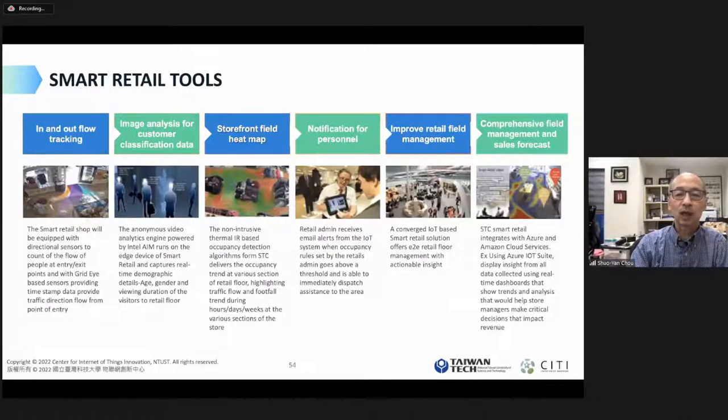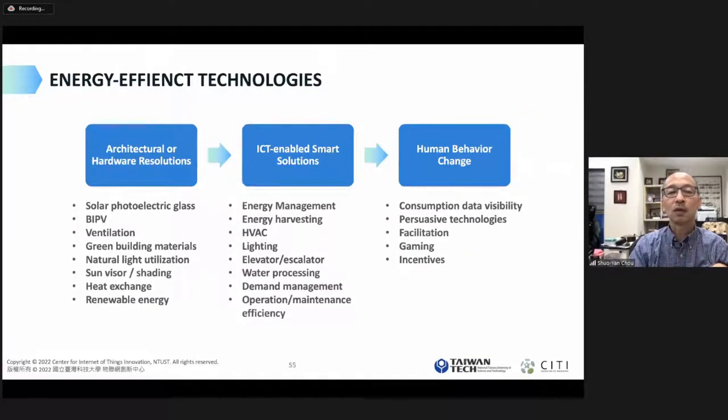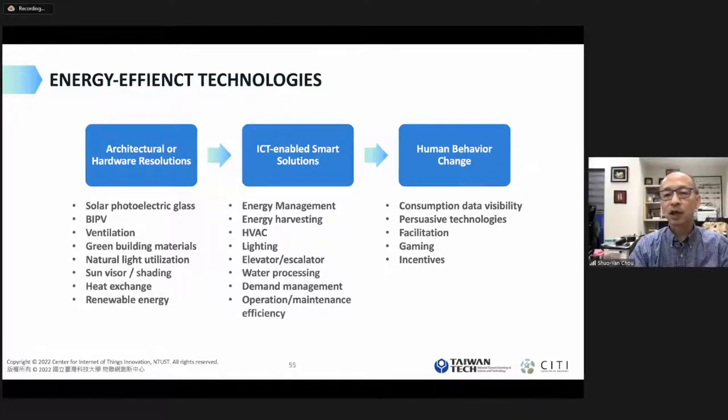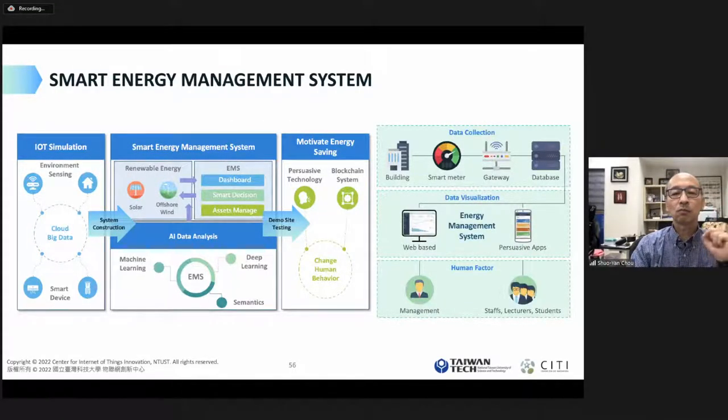And for smart retail, again, with AI, a lot of data analysis. Previously, I was talking about location. Here, I'm talking about using images to do analysis. And earlier I mentioned energy efficient technology for buildings. So there is architectural improvement, ICT improvement, and human behavior. The latter two can both benefit from IoT. And this is also something that we developed. There are also a lot of mature solutions for so-called smart energy management for buildings, for example, for hospitals, for retail, or for, say, campus.